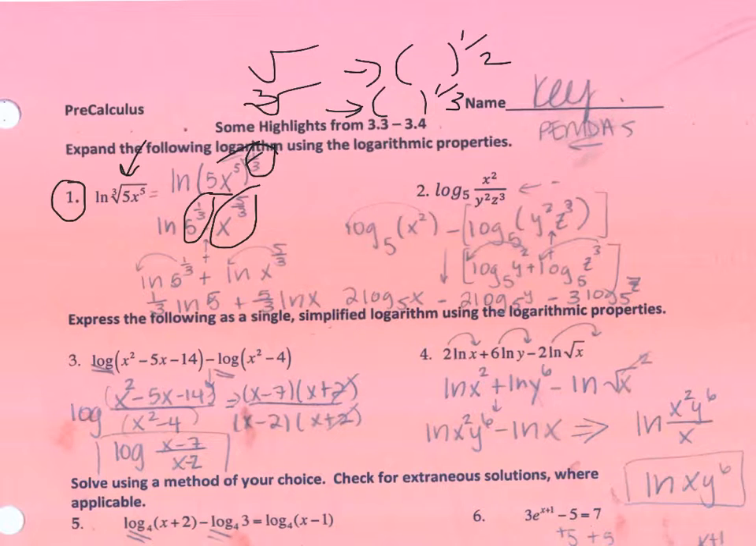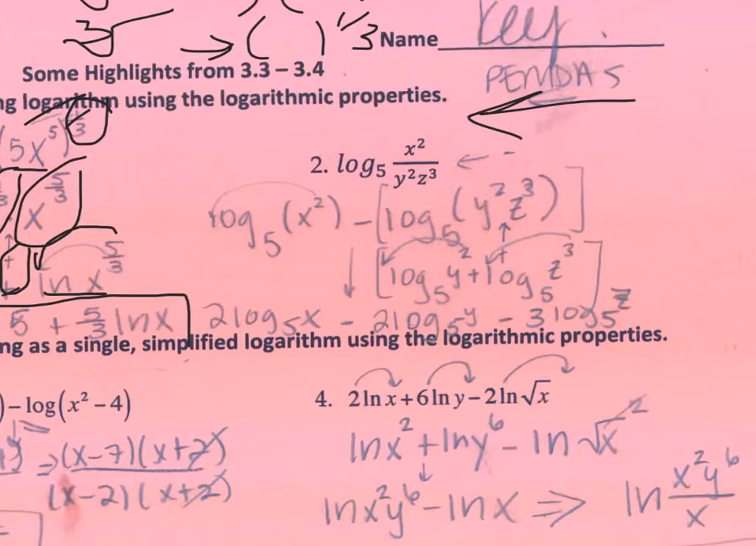Now, to expand, we're going in reverse PEMDAS order. So we first break up multiplication with addition. So then we have ln of 5 raised to the 1/3, plus ln of x raised to the 5/3. Then the power comes down in front of its term. And that's how we end up with our answer, 1/3 ln 5 plus 5/3 ln x.